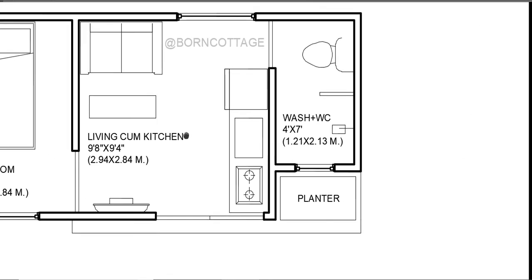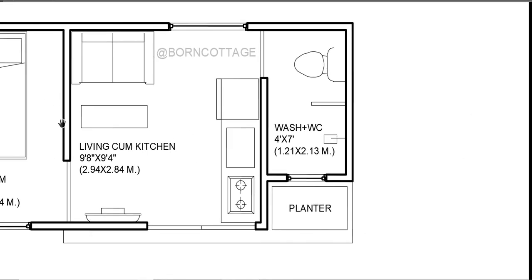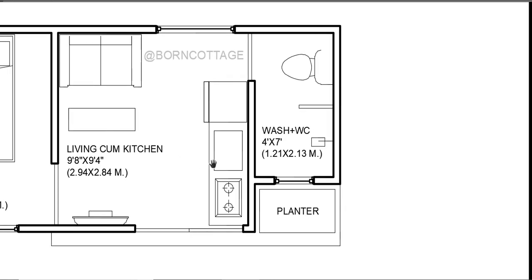So we have living cum kitchen area. The size of the living cum kitchen area is 9 feet 8 inches into 9 feet 4 inches, in meter 2.94 into 2.84 meter. You can see here the sofa arrangement, tea table arrangement and also a TV unit on the front wall, and we have a kitchen counter here. You can see here the burner, sink and also a refrigerator arrangement.